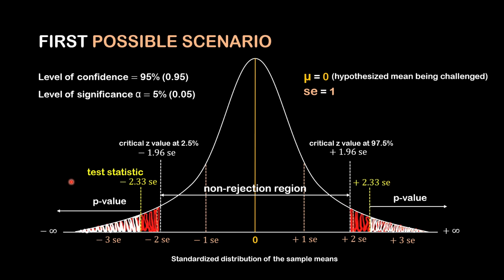So the p-value is the probability of observing a test statistic that is as small or smaller than minus 2.33 standard errors, plus the probability of observing a test statistic that is as big or greater than 2.33 standard errors. So we double the area we see here on the left. We double the area we see to the left of the test statistic here because we take into account both directions.